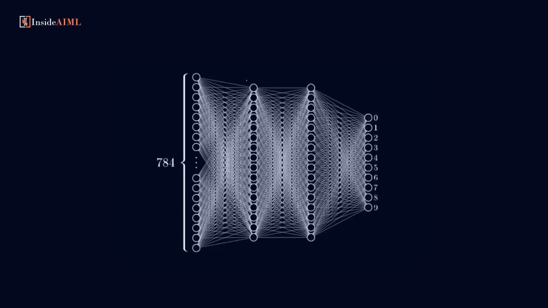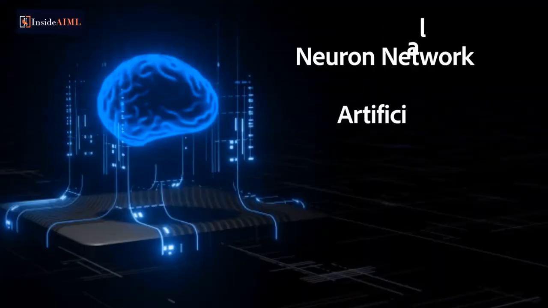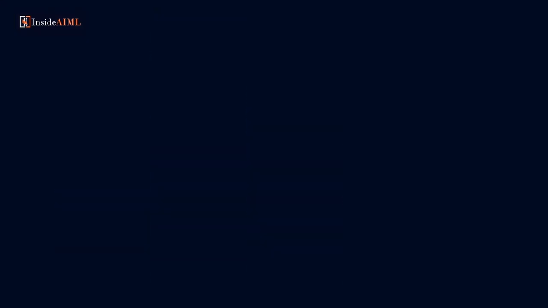The same type of network is used in artificial intelligence, where we use artificial neurons to create an artificial neural network, that is ANN. The working of this neuron is similar to the neuron in our brain.